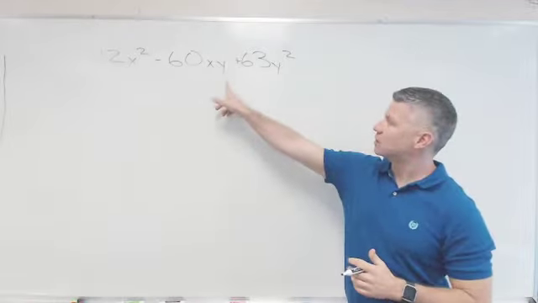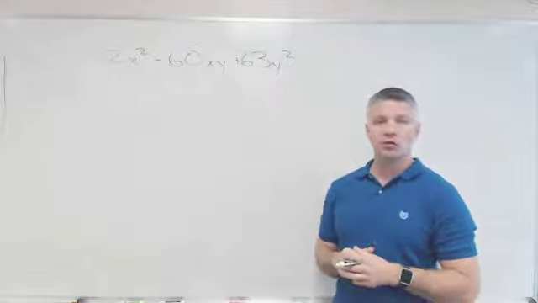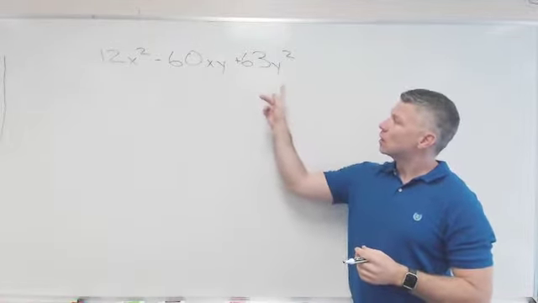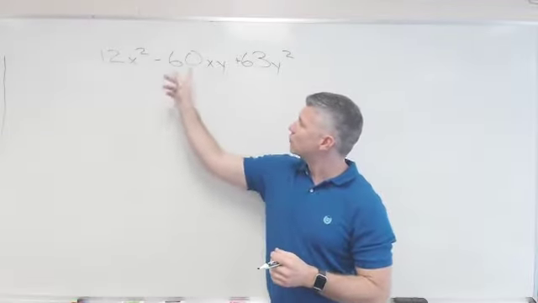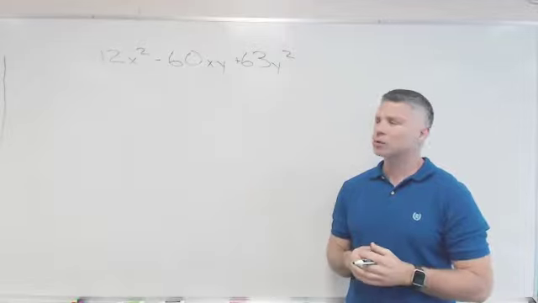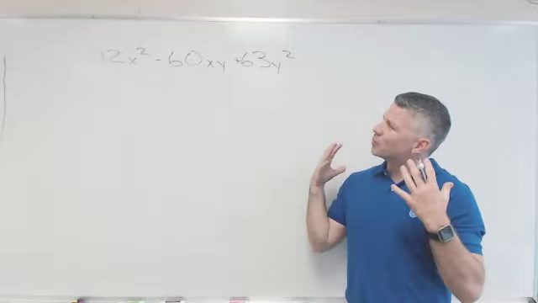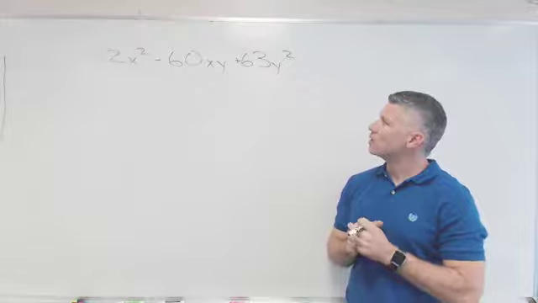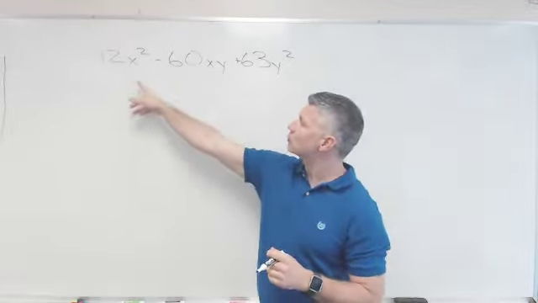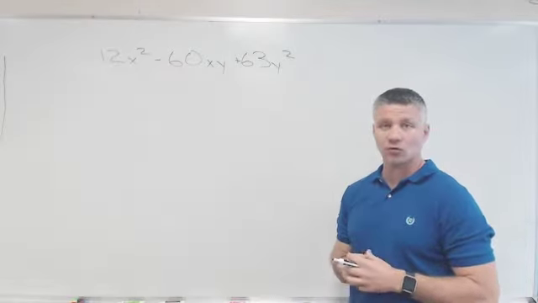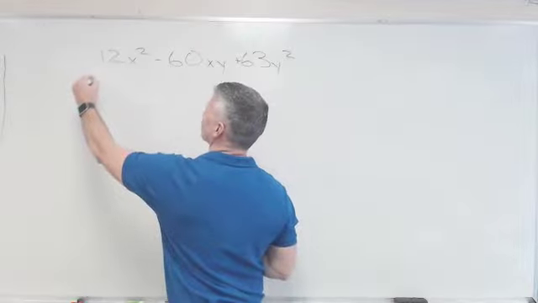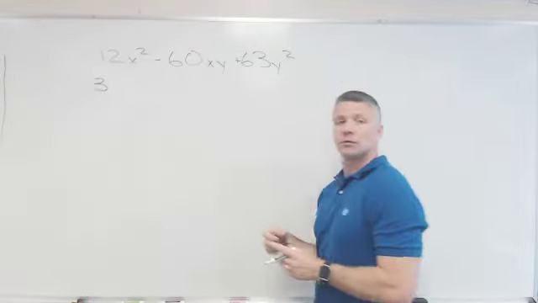Last example of the video. 12x squared minus 60xy plus 63y squared. Again, 2 variables, x's and y's. And if you look at this, 12, 60, 63, first thing you might think is, well, those are big numbers, and they are. And because they're so big, what could we maybe think about there? And hopefully you realize, oh, there's a greatest common factor in 12, 60, and 63. And that greatest common factor is 3.